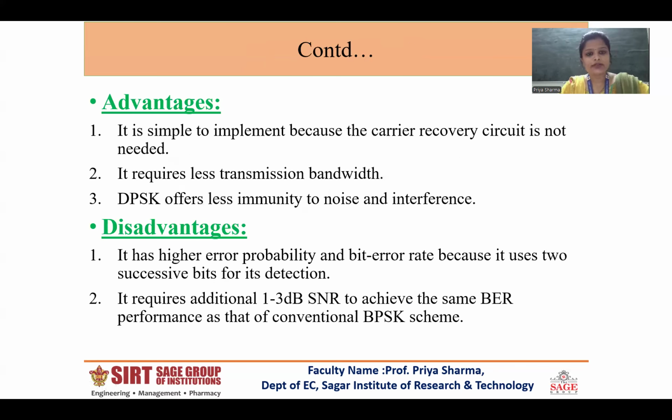Coming to the advantages of DPSK signals. It is simple to implement because the carrier recovery circuit is not needed. It requires less transmission bandwidth. And coming to the disadvantages, DPSK offers less immunity to noise and interference. It has higher error probability and bit error rate because it uses 2 successive bits for its detection. And it requires an additional 1 to 3 dB of signal to noise ratio to achieve the same bit error rate performance as that of the conventional BPSK scheme.